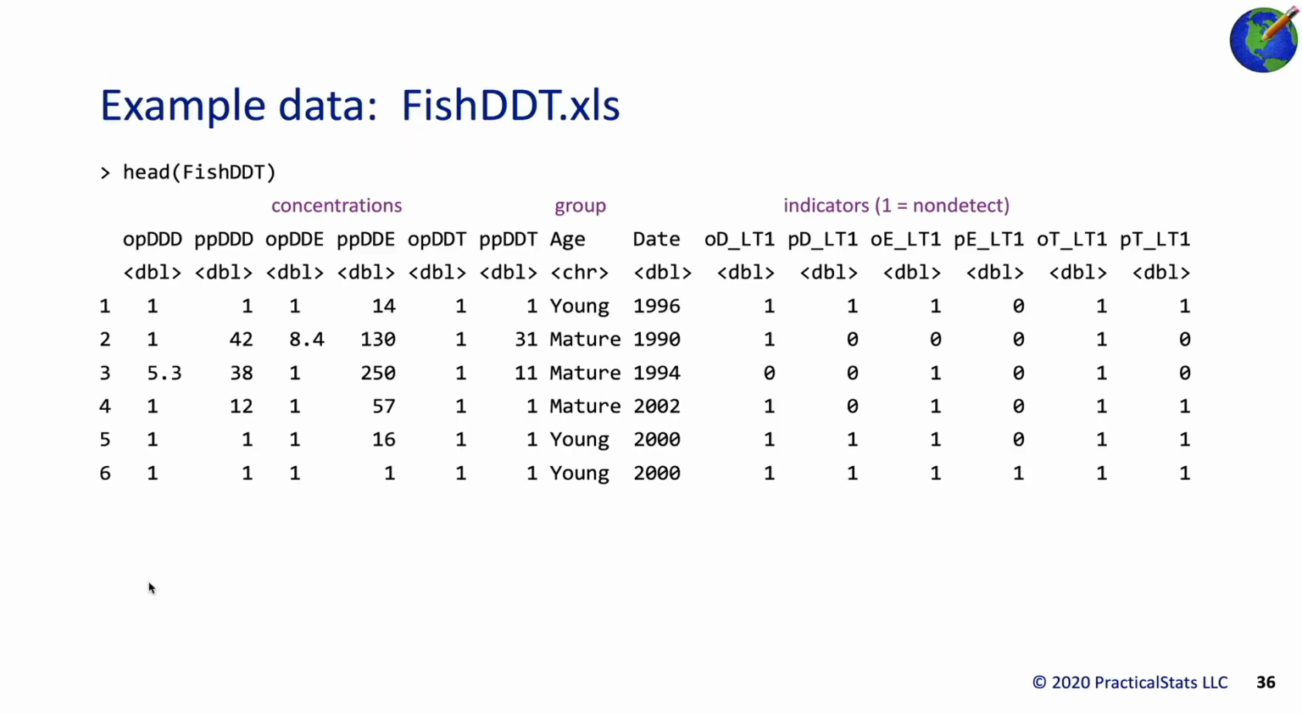Here's the first 6 rows of a data set, an old data set with DDT and some metabolites. And there's ortho and para versions of them, if I remember my terminology right.